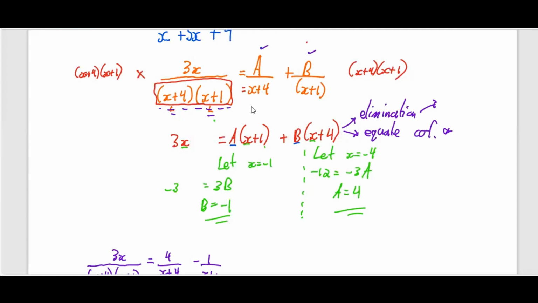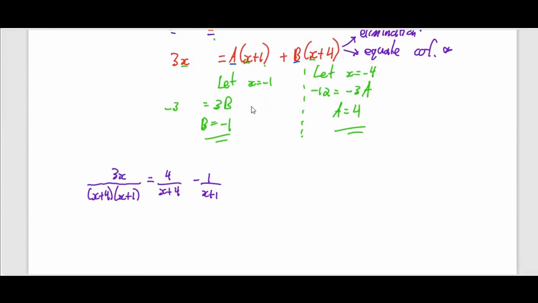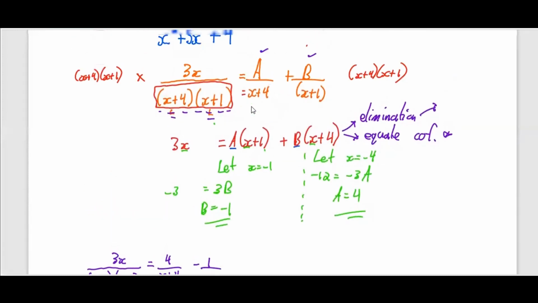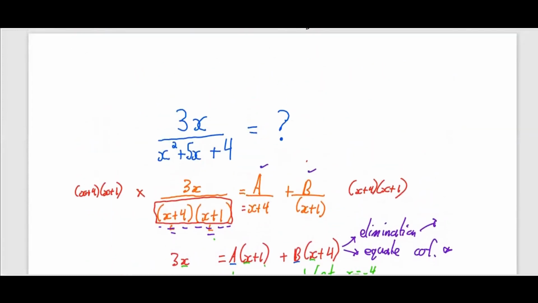After you do that and solve for your constants, you just plug them back into the form. Obviously, you wanted to find A and B. You plug A and B back in, and that is it. You're done. And that was the partial fractions when you have linear roots.